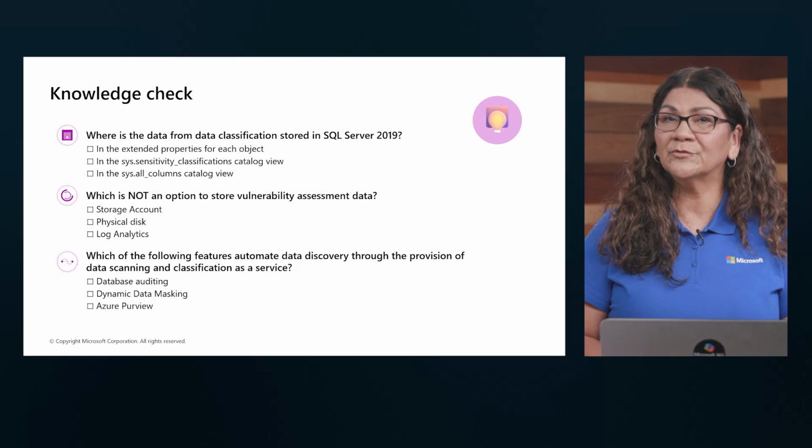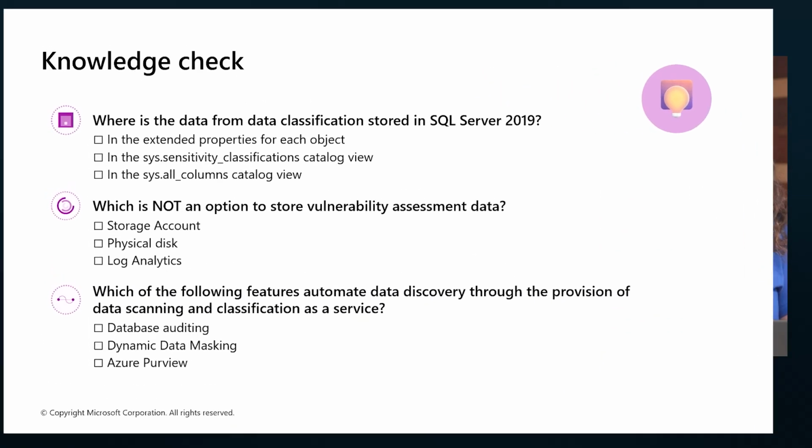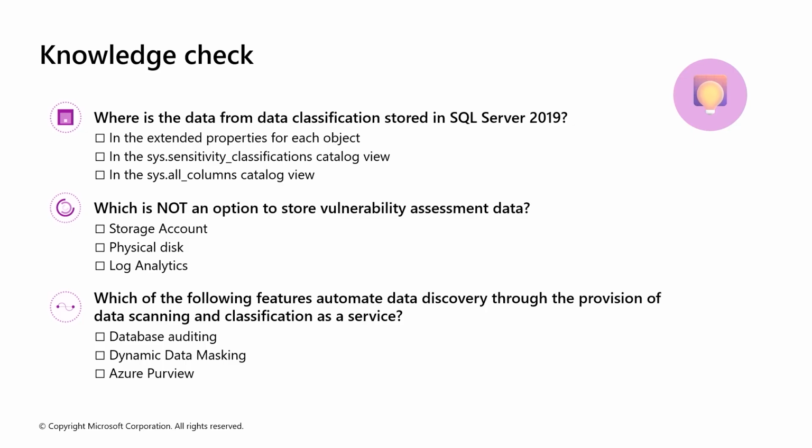Now it's time for a knowledge check. Question 1. Where is the data from data classification stored in SQL Server 2019? Answer: in the sys.sensitivity_classifications catalog view.